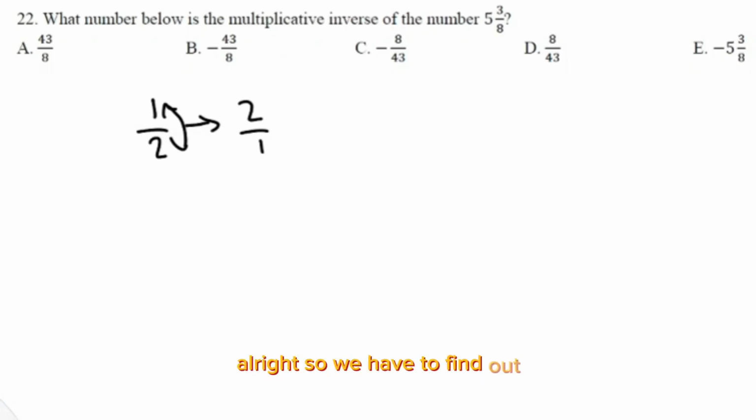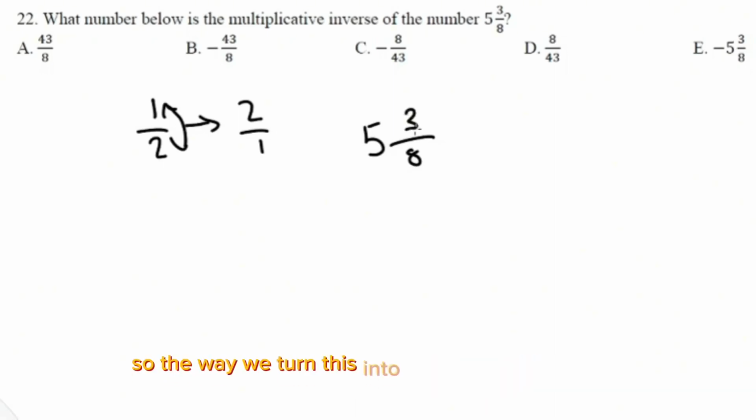So we have to find the multiplicative inverse, or the reciprocal, of the number 5 and 3/8. But before that, we first have to turn it into an improper fraction, because we can't do it in its mixed number form. The way we turn this into an improper fraction is we multiply the denominator and the whole number, which is 5 and 8, so that's 40. Then we add the numerator, so that's 43.